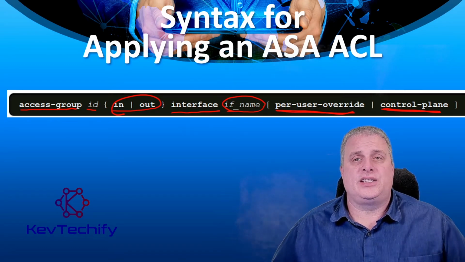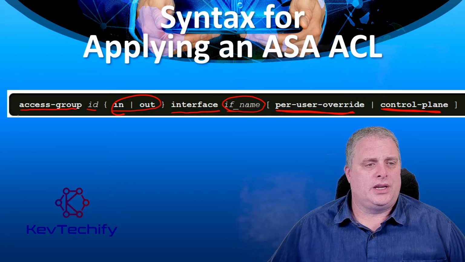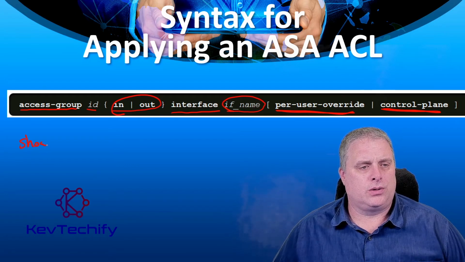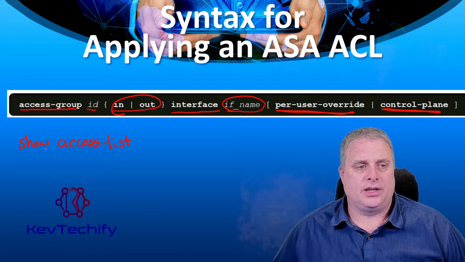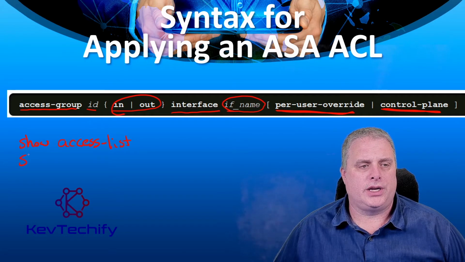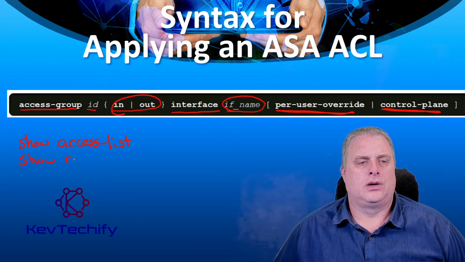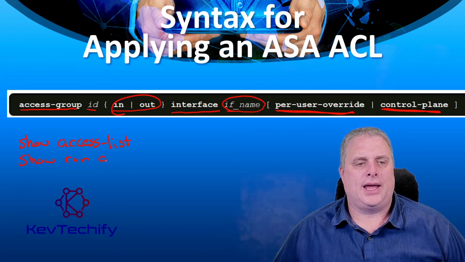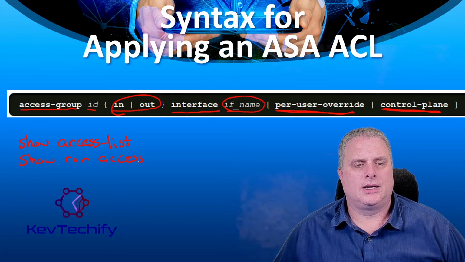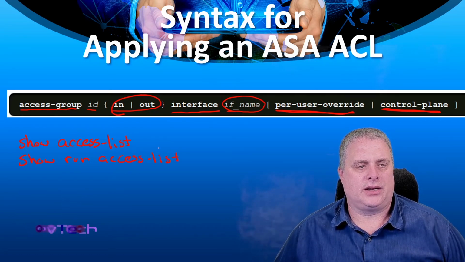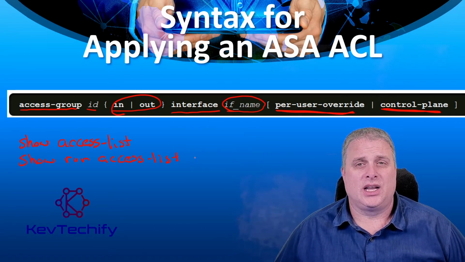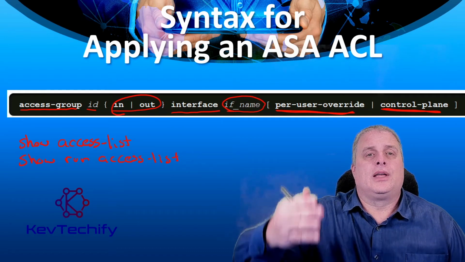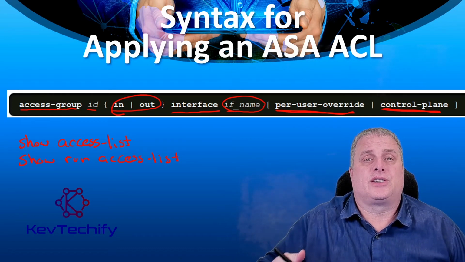To verify our ACLs, we can use a show command. So it's show access-list command. That'll give us one, or we can also do a show running-config access-list command. So show access-list or show run access-list. Those two commands will give you information about your configured access control list.